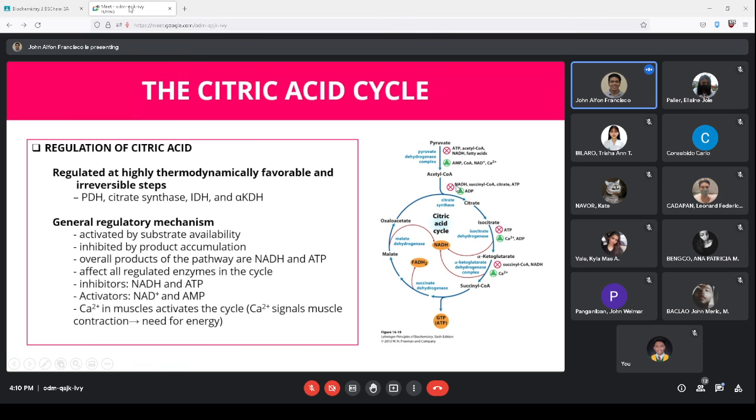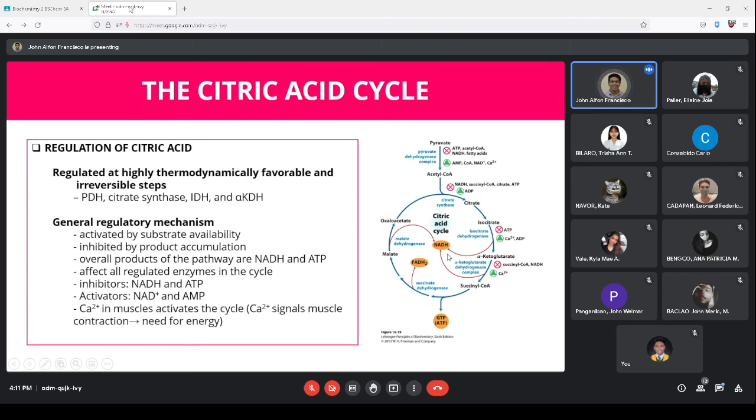Another example of part of the citric acid cycle that can be regulated is the citrate synthase here. Yung conversion mo ng acetyl-CoA with oxaloacetate to produce your citrate. Next will be the isocitrate to get alpha-ketoglutarate. And alpha-ketoglutarate to succinyl-CoA. So this 4 can be regulated para malaman kung kailangan pa bang mag-produce ng mga other components. And as you can see, in this reaction, you produce NADH.